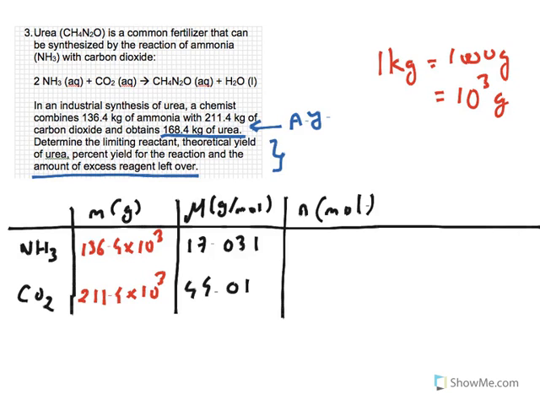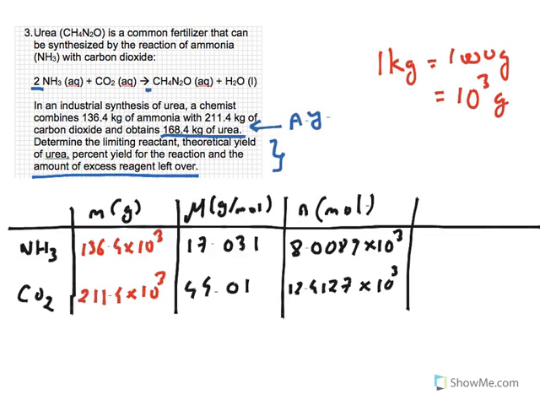And that will give us moles of 8.0089 times 10 to the power 3 for ammonia. And for carbon dioxide, we will get 12.4127 times 10 to the power 3. Next, we can figure out the ratio of the reactant with respect to the product. So for ammonia, we have 2 moles of reactant reacting to give 1 mole of urea. If you look into the equation, we have 2 over here reacting to produce 1 mole of our desired product.